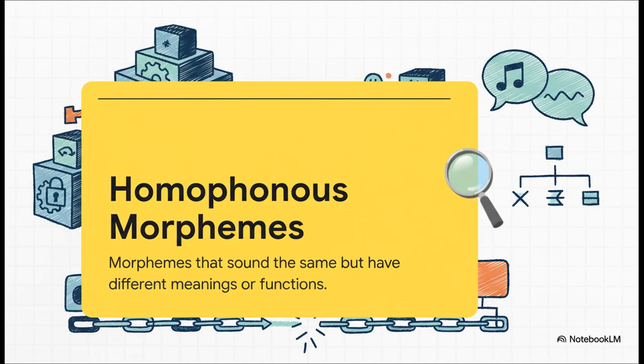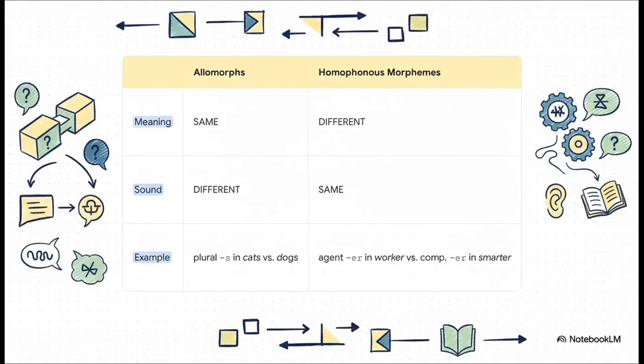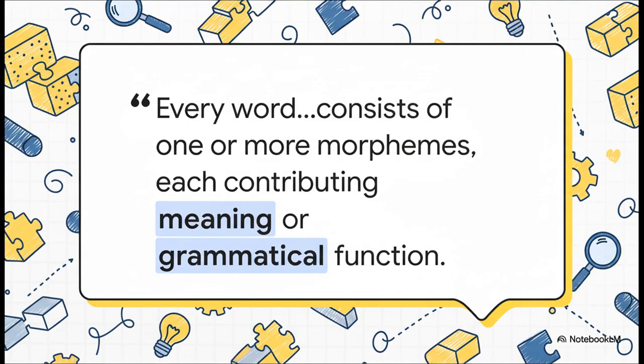And then we have the exact opposite situation, homophonous morphemes. These are completely different morphemes with different jobs that just happen to sound exactly the same. The suffix er is a perfect case. In the word teacher, it's a derivational morpheme, meaning a person who does something. But in the word taller, it's an inflectional morpheme that just means more. Same sound, completely different jobs. So here's the really simple way to remember the difference. With allomorphs, the meaning is the same, but the sound is different. With homophonous morphemes, the sound is the same, but the meaning is different. They're perfect opposites.